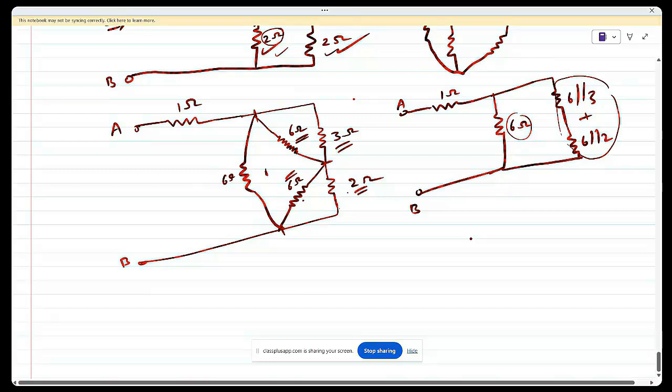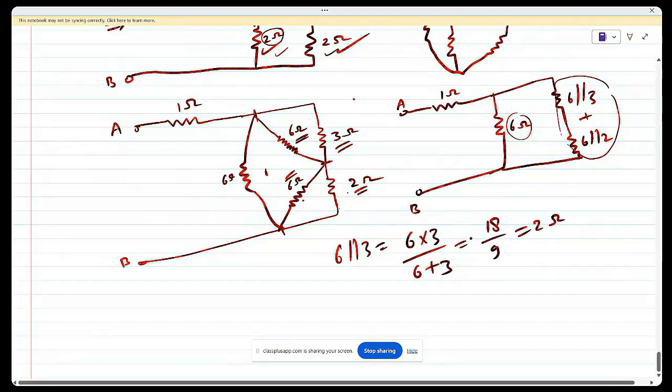Means the next step will be, first you need to calculate 6 parallel 3. That means 6 into 3 upon 6 plus 3, 6 threes are 18 upon 9, that is 2 ohm. And 6 parallel 2 means 6 into 2 upon 6 plus 2, 6 into 2 is 12 upon 8. It will be 3 by 2, means 1.5 ohm.